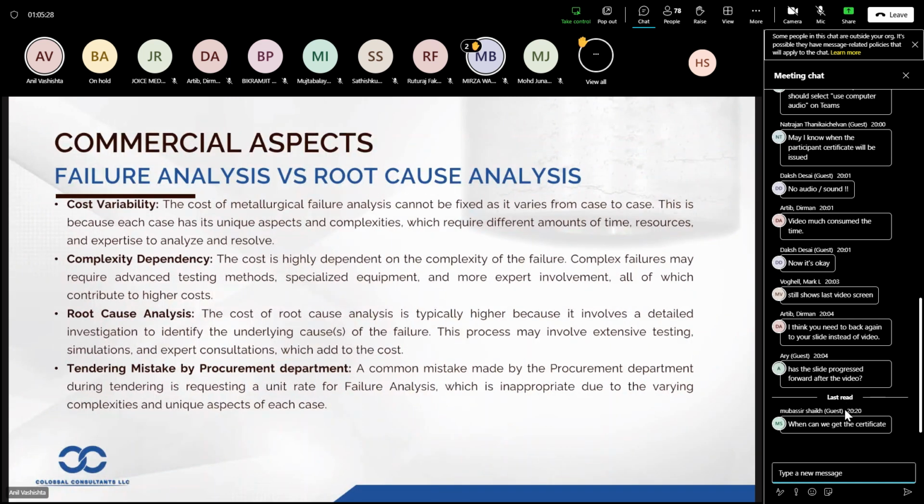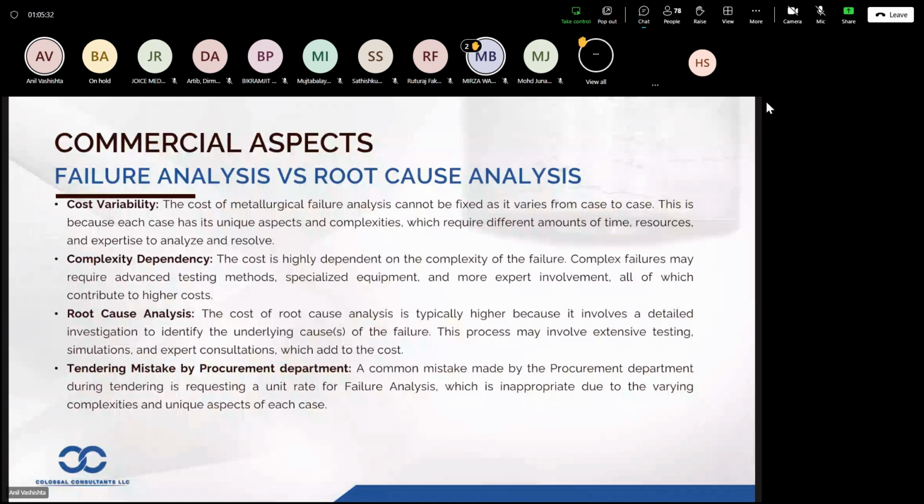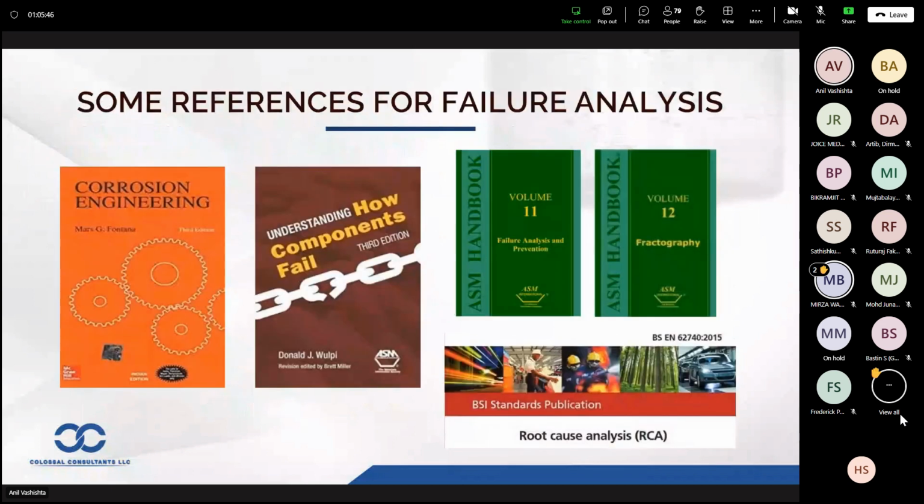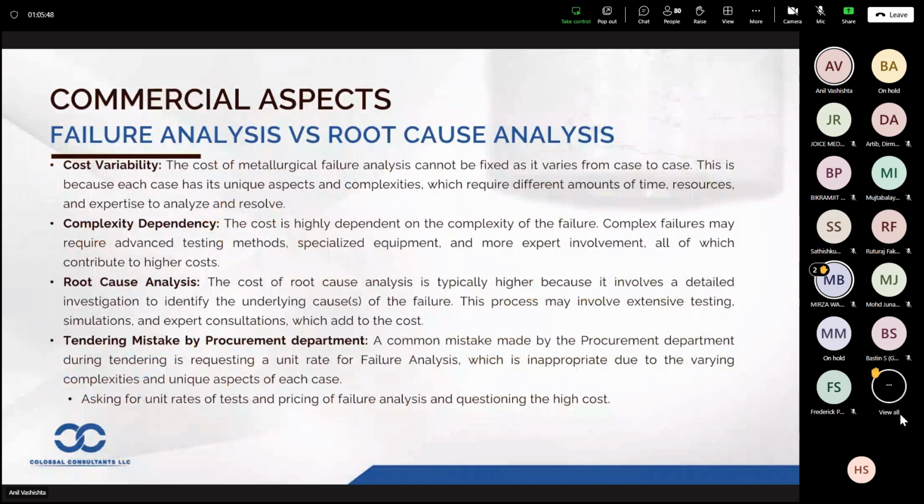Failure analysis is a subject which requires a lot of skills, a lot of analytical expertise. So you can't have unit rates and then a cost for the interpretation. So asking for the rate and then pricing is questioned. This is the mistake which is made by all.